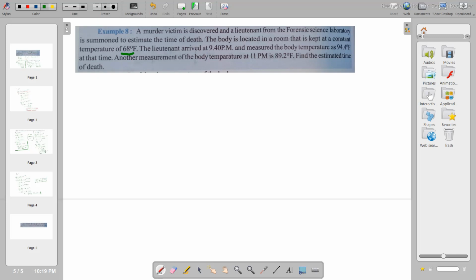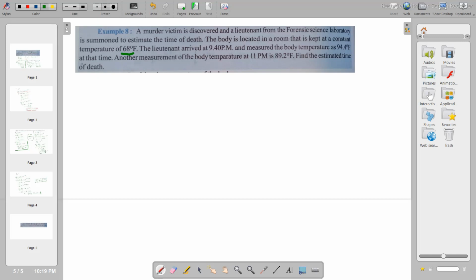The lieutenant arrived at 9:40 p.m. and measured the body temperature as 94.5 degrees Fahrenheit at the time. Another measurement of the body temperature at 11 p.m. is 89.2 degrees Fahrenheit. Find the estimated time of death. Okay, so we will go like we did previously, in the same way.